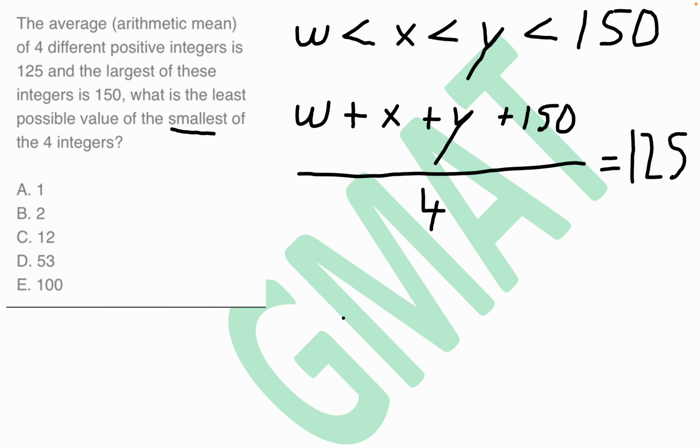Okay, well, that would be this number right here, W. If we can figure out the smallest possible value of W, we'll be in business. Now notice I'll do a couple of steps here in a row. I'm going to get W, X, and Y isolated, so I'll multiply by 4, that gives you 500 over here, and then subtract 150, which gives you 350. So that will result in W plus X plus Y equals, this would have been 500, subtract 150 from it, and that will give you 350.